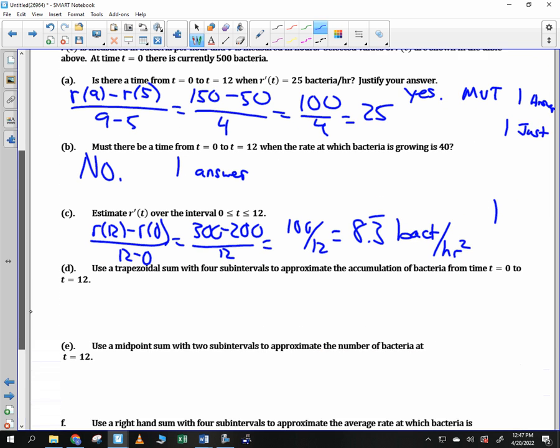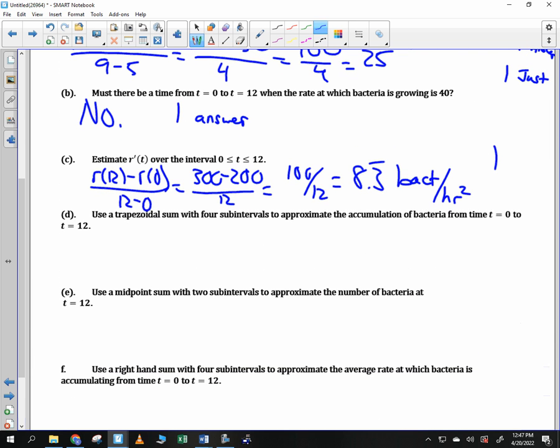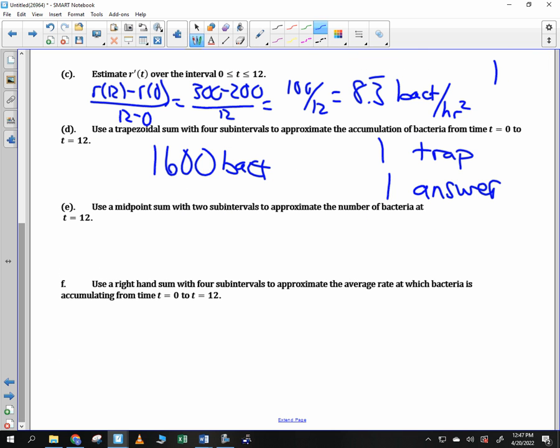I came up with the trapezoidal sum to be 1600 bacteria. 1 point for using the trapezoidal sum, and then 1 point for the answer. So if you set up a trapezoidal sum properly, give yourself a point. If you got the answer, give yourself another point.